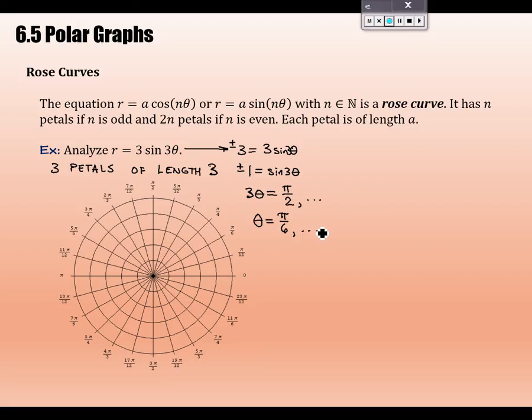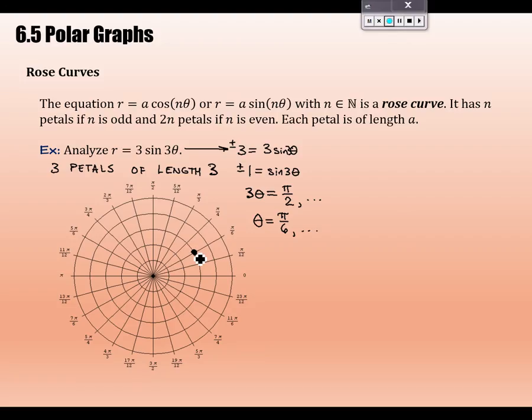Okay, and there are other petals too, but I just wanted to locate one of them just so we can nail down one of them at least. I think one of them is at pi over 6, right there. By the way, you can go back into the original equation, plug in pi over 6 and see that you do in fact get 3. Try it, you're welcome to. 3 times sine of pi over 2, which is 1. Oh yeah, 3, good.